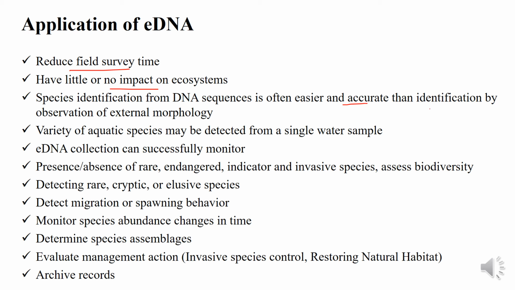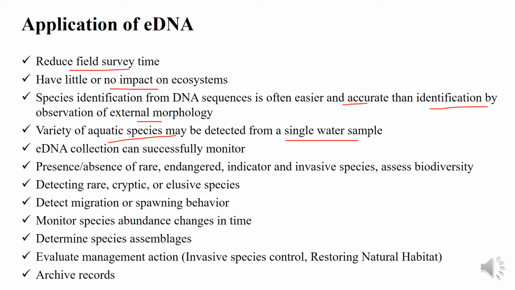Then identification by observation of external morphology, the morphological characters, is somehow difficult, and in that case it's a very useful technique. And varieties of aquatic species may be detected from a single water sample. From one sample you can detect many different types of species.